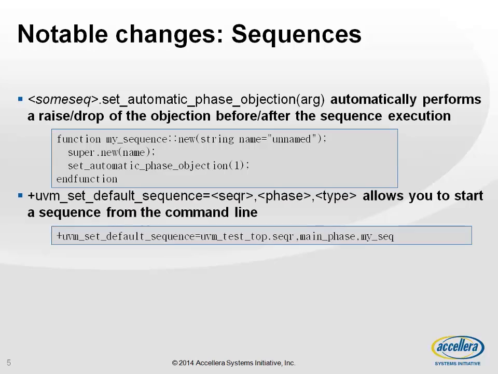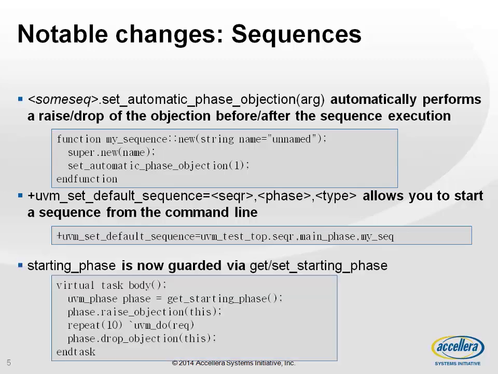Also, you can now control the sequence for a phase via a command line argument. So you can supply +UVM_SET_DEFAULT_SEQUENCE. You have to supply a sequencer, you have to supply a phase, and you have to supply a sequence type. And that allows you to control the sequence which the sequencer starts in a particular phase directly from the command line.